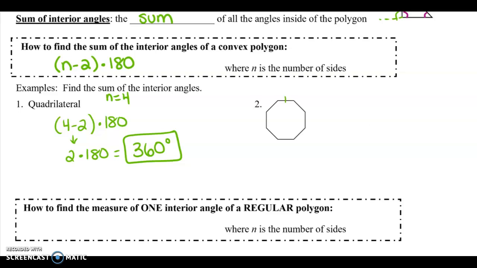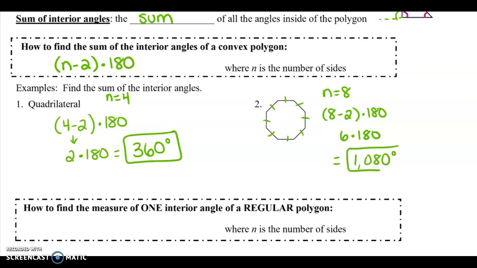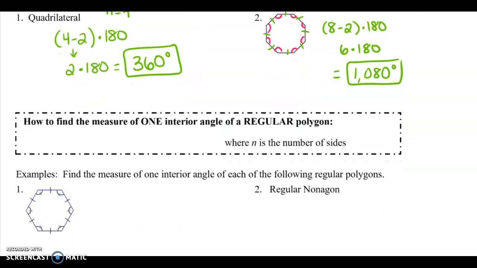Here I can count up the sides: 1, 2, 3, 4, 5, 6, 7, 8, so my n is 8. So (8 minus 2) times 180 is 6 times 180. I can go to my calculator, do 6 times 180, and that gives me 1,080 degrees. Every single angle, I'll mark them in pink, this angle plus this angle plus this angle, and so on, all added together have to equal 1,080 degrees.